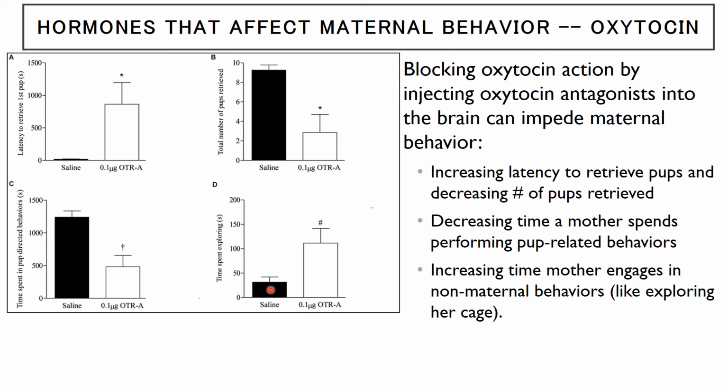And then the last thing is time spent exploring. So this is time spent away from the pups. Like when you're a busy mother, you've got to take care of your babies. And if you're not that great of a mother, you're not going to be spending as much time with your babies. Rats that were injected with the antagonist spend more time exploring in non-maternal behaviors like exploring the cage compared to the rats that were not injected with the antagonist.